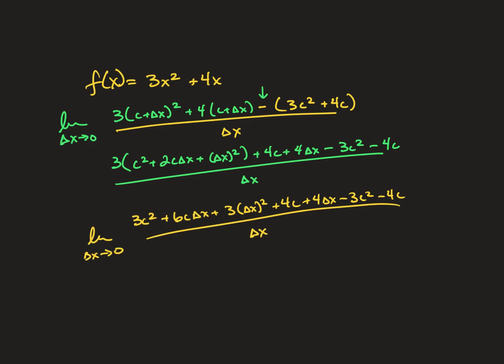All right, lovely things are about to happen. What lovely things are going to happen? The 3c squareds cancel. And the 4c's cancel. I want to kind of stop right there for a sec. Every single time you do these problems, once you substitute in c, that thing's going to cancel. Your f of c is going to cancel every single time. And if they don't cancel, you did it wrong. Okay? Every single time it will happen.